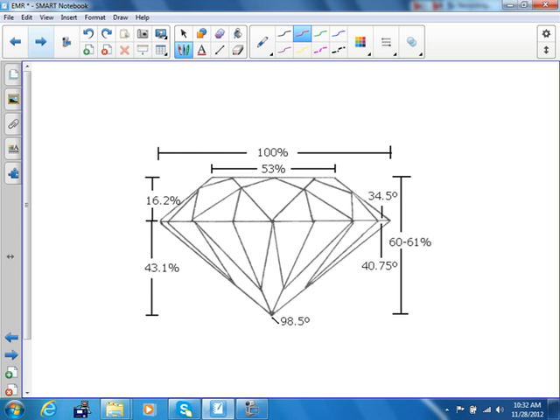You can see a diamond from the top that's square or oval or circular or whatever. But from the side, they all look the same. They're all cut this way, or at least they better be cut this way. If they're not cut this way, then they're not worth very much.